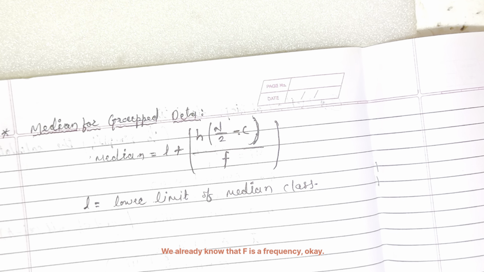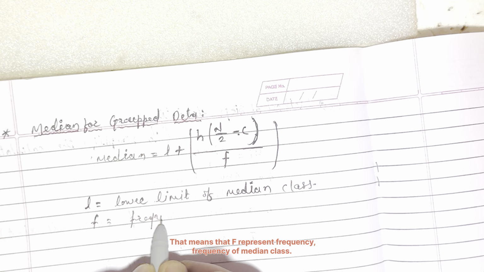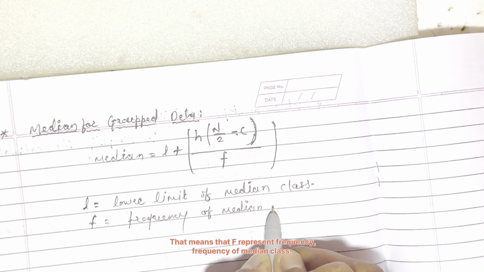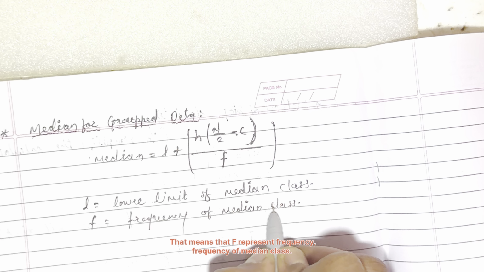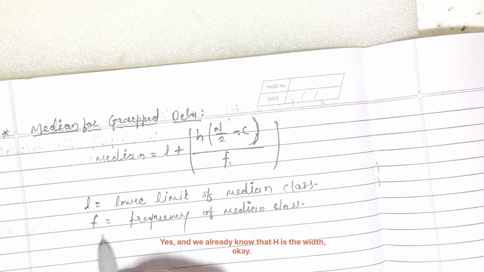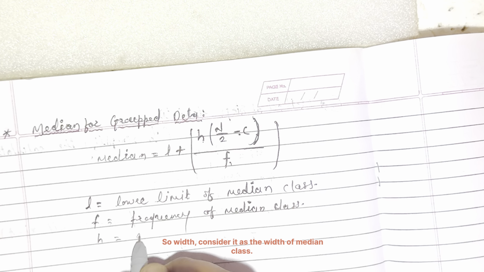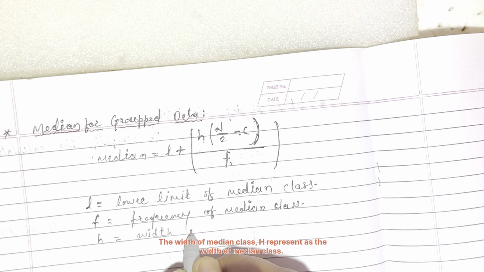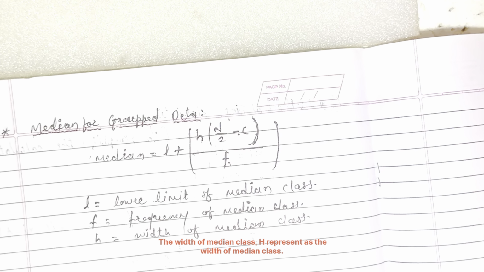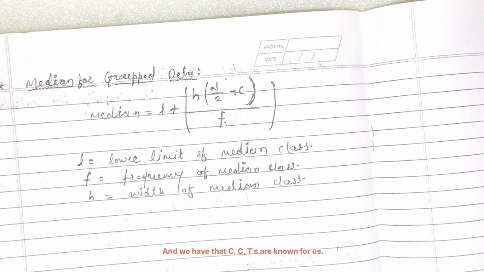We already know that F is a frequency. Okay, that means that F represents frequency of median class. F represents frequency of a median class. Okay, yes, and already we know that H is the width. Okay, so we consider it as the width of median class. H represents the width of a median class, and we have that C.